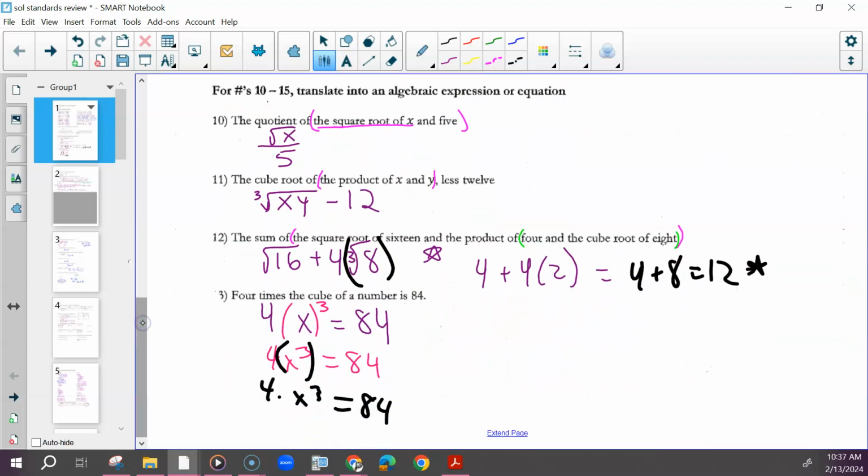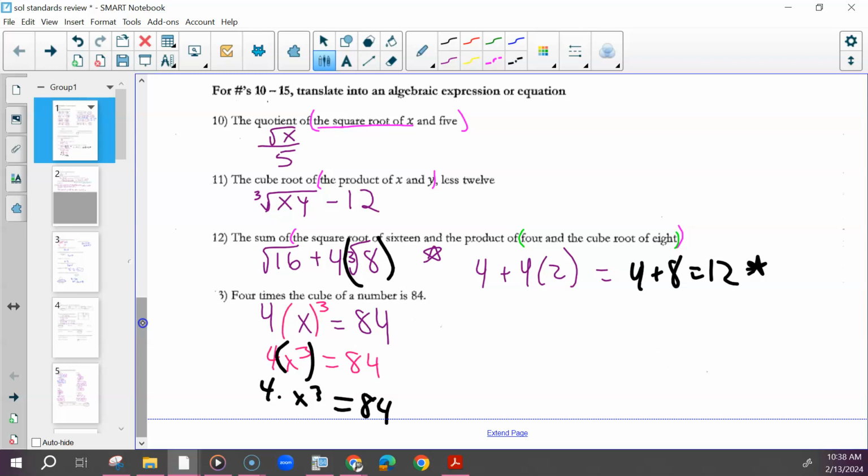And then for these translating ones, the expressions should match identically. Notice where I'm putting parentheses in the words to show that this goes together. So the quotient of the square root of x and 5, you're dividing. The cube root of the product of x and y less 12, the comma shows that you're subtracting afterwards. The sum of the square root of 16 and the product of 4 and the cube root of 8. The rest of this is unnecessary. I was just showing you it could be simplified.